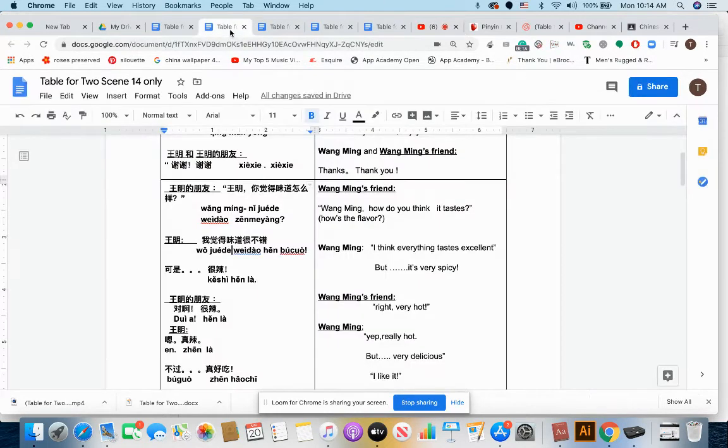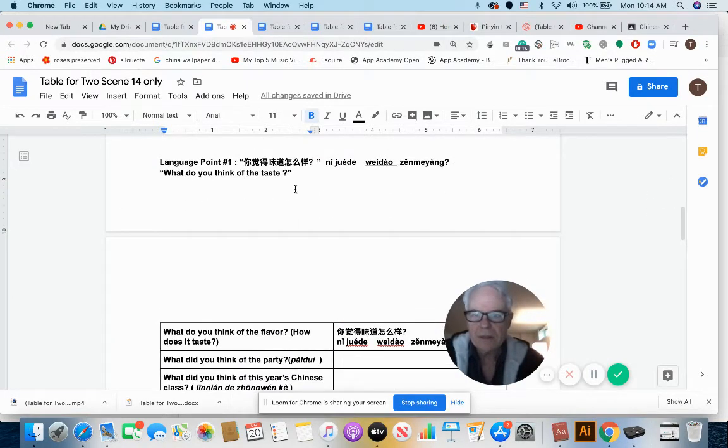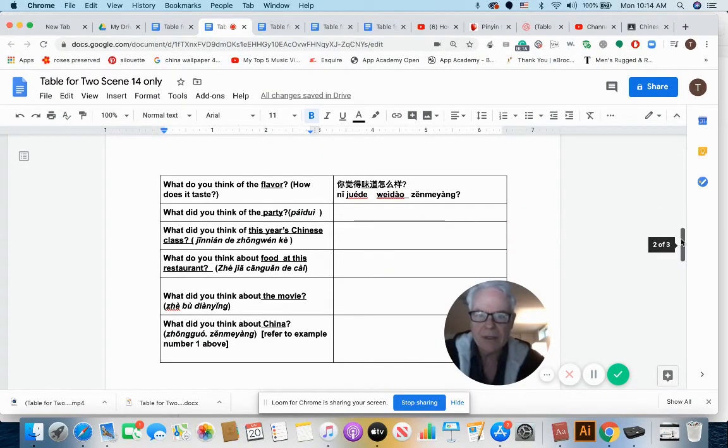Right, so he feels that the flavor is great. So taking a look at our language point, number one. 你觉得味道怎么样? What do you think of something? Our task today is to practice these kinds of opinion questions. I've done the first one for you. It says, what do you think of the flavor? 你觉得味道怎么样? Just like Wang Ming's friend asked. And the answer could be 我觉得味道很不错.